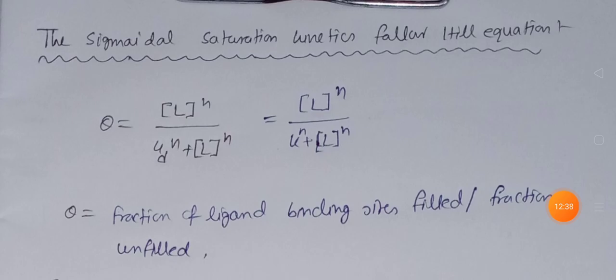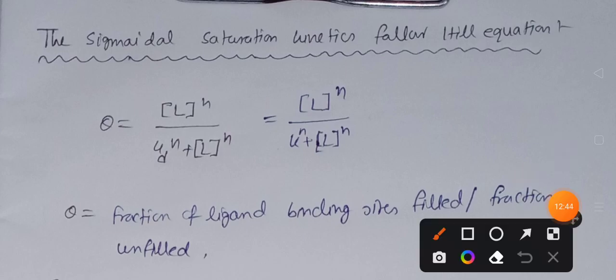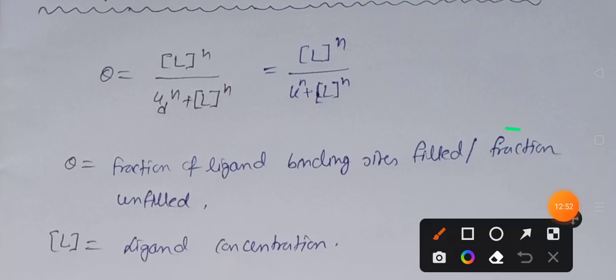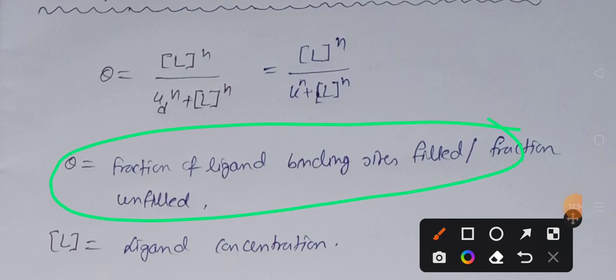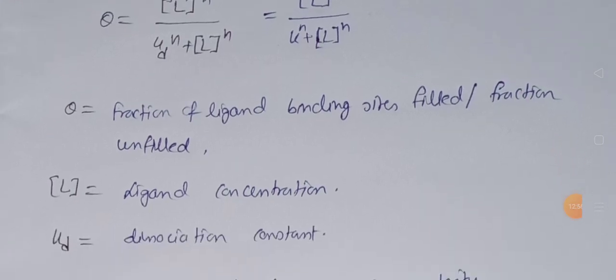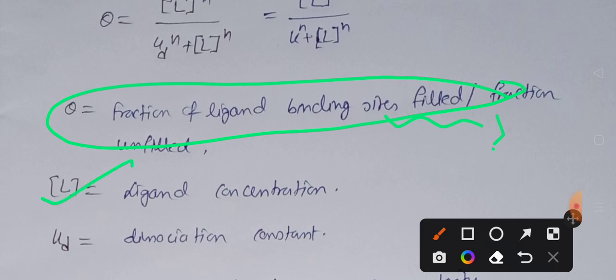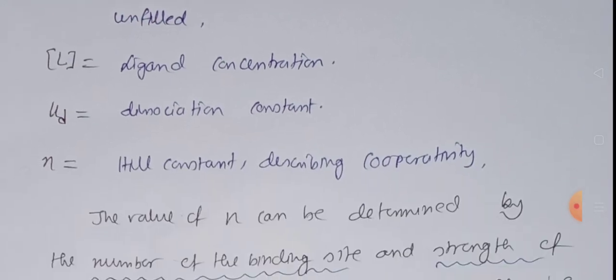All the allosteric enzymes follow this equation instead of Michaelis Menten. That is, theta is equal to L to the power n by Kd to the power n plus L to the power n. Here theta is the fraction of the ligand binding site filled or unfilled, that is the fraction of the site available or unavailable in the allosteric site of the enzyme. L is the concentration of the ligand, Kd is the dissociation constant, and n is the Hill constant.